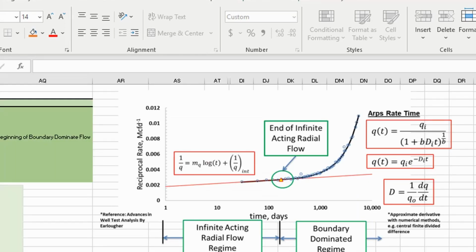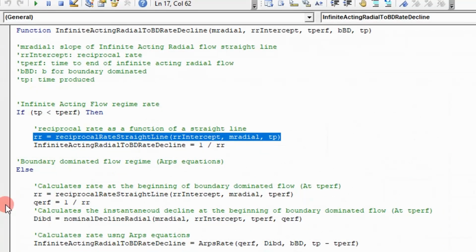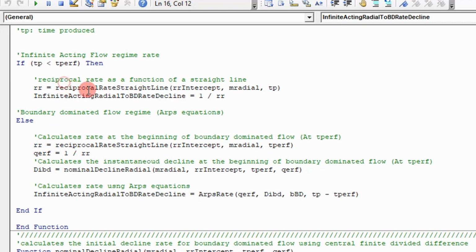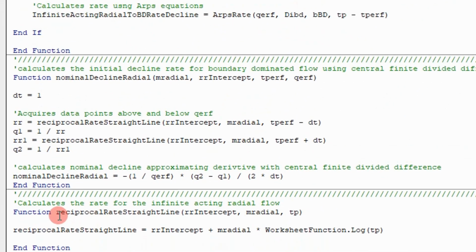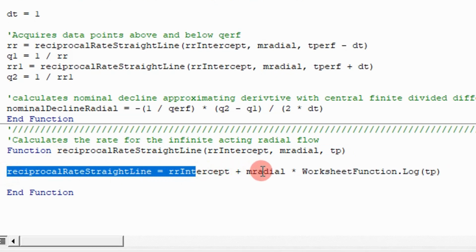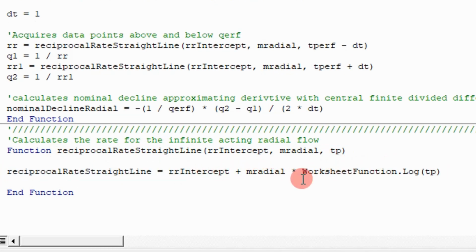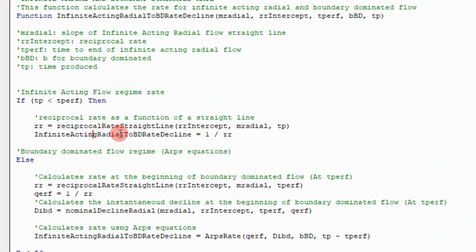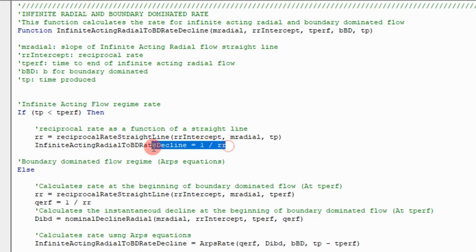And so if you press Alt F11, you can get back to it. So I call this reciprocal rate straight line function right here. It's that equation, the intercept plus the slope times the log of time, and then I take the inverse of the reciprocal rate, because I'm going to perform a minimization of relative errors on our rate. So I just flip this value, I get a rate.